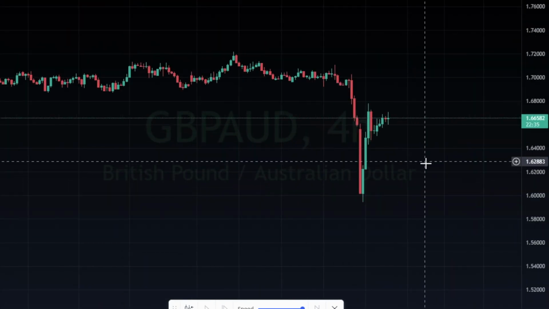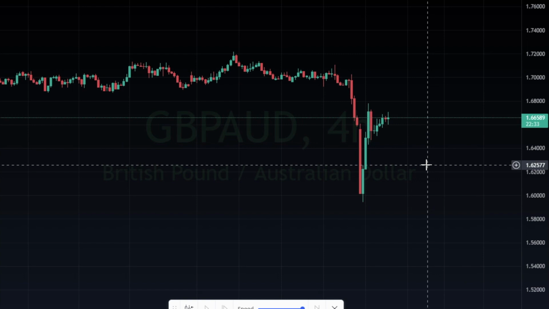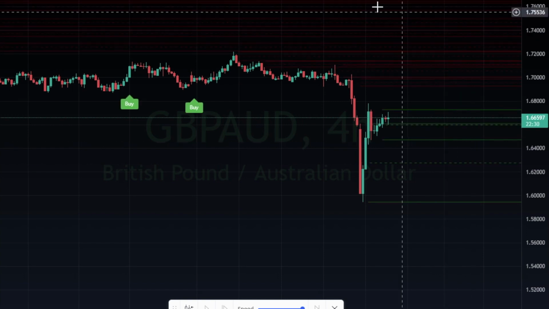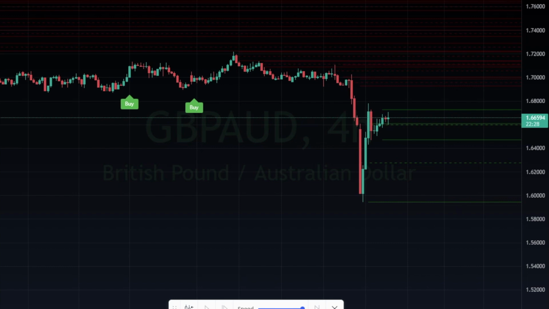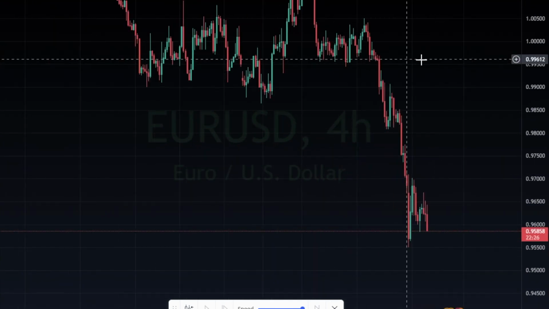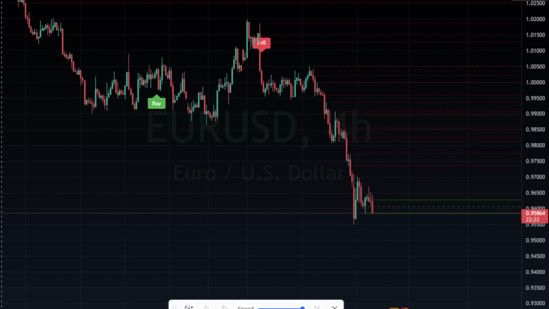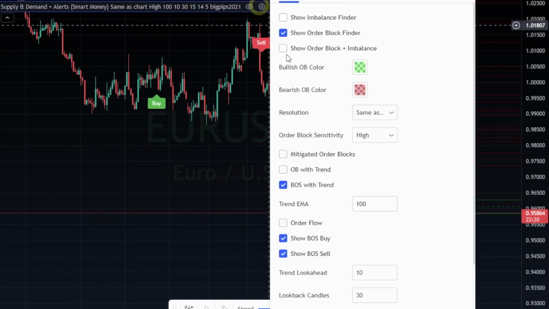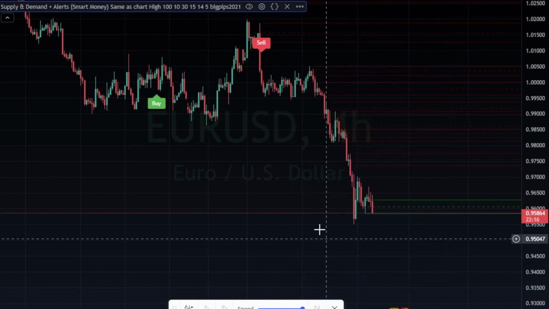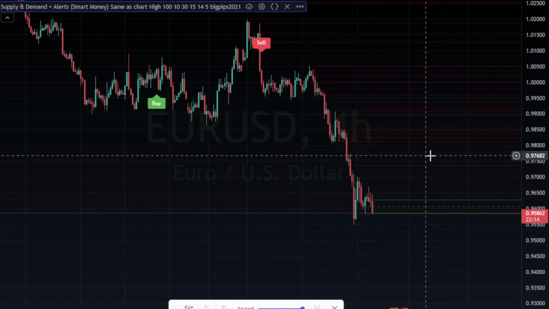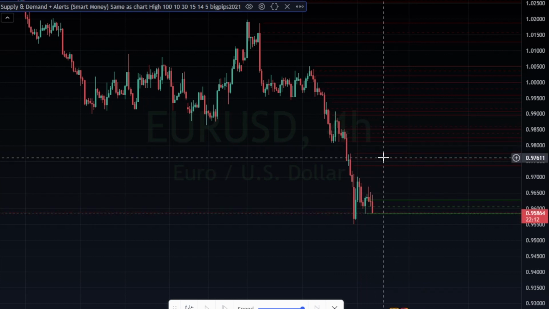Alright, what we got here? Lots of red. We need this to pull up. Euro USD, obviously going to be lots of red. We're selling. We're in a downtrend, a major downtrend. Let me turn this off. I'd be waiting for a pullback.